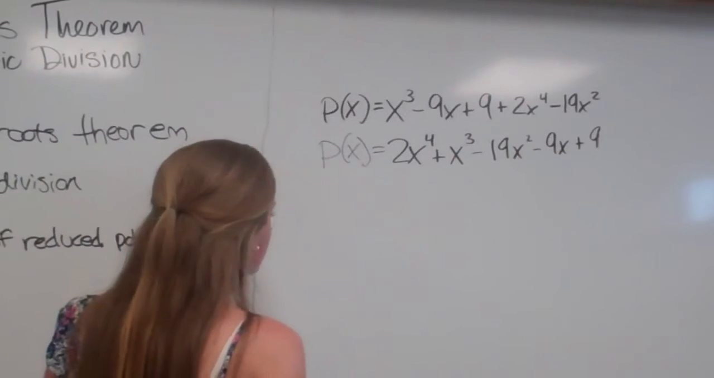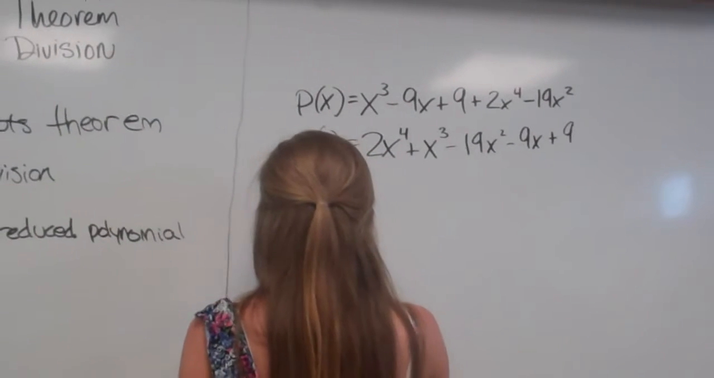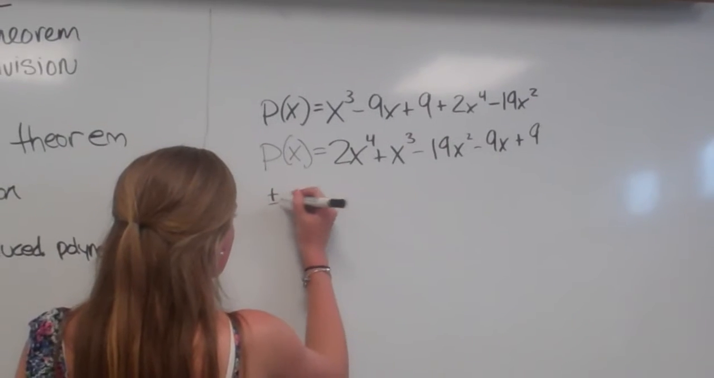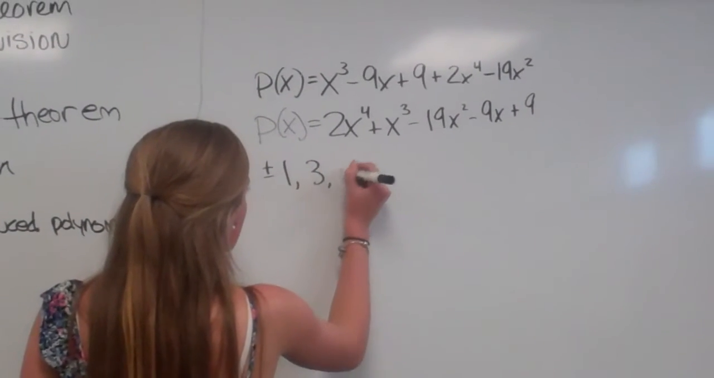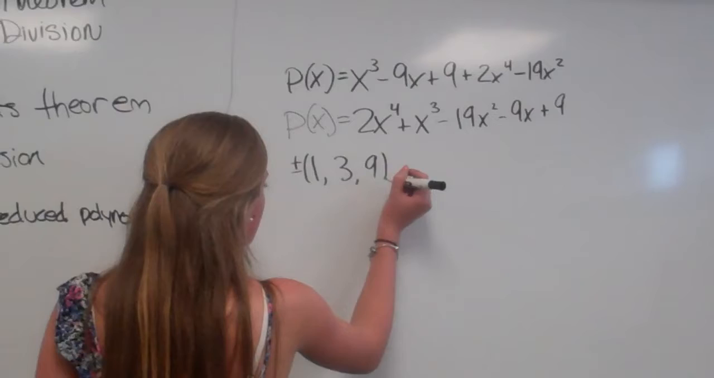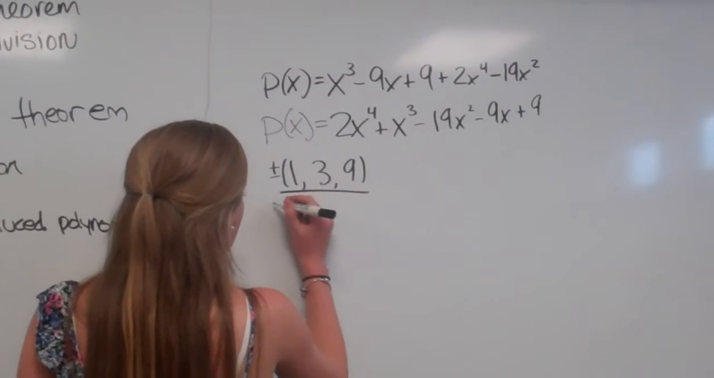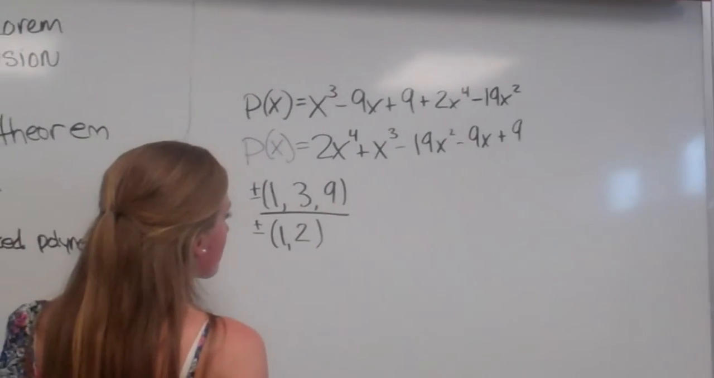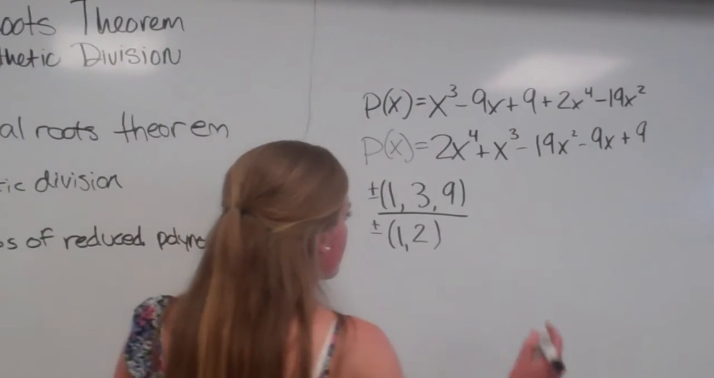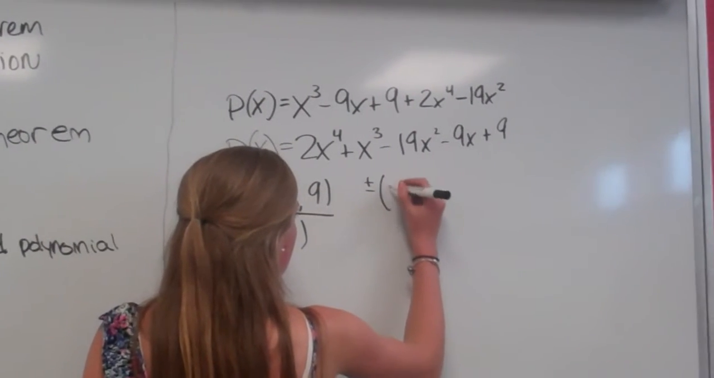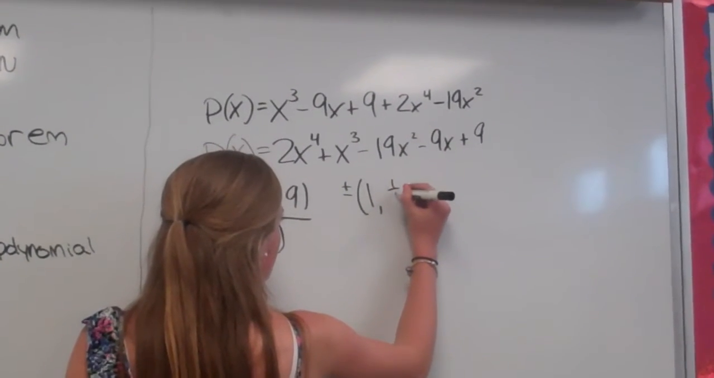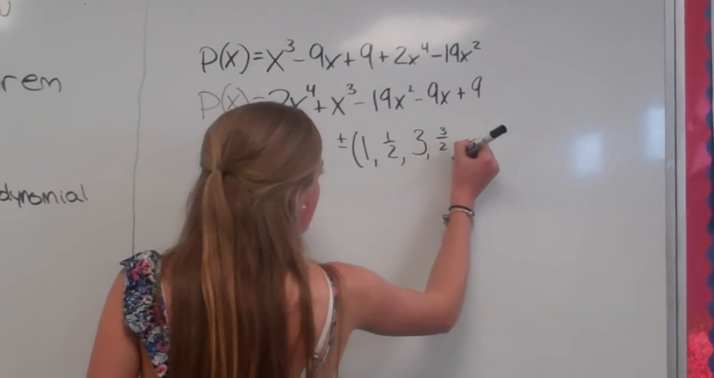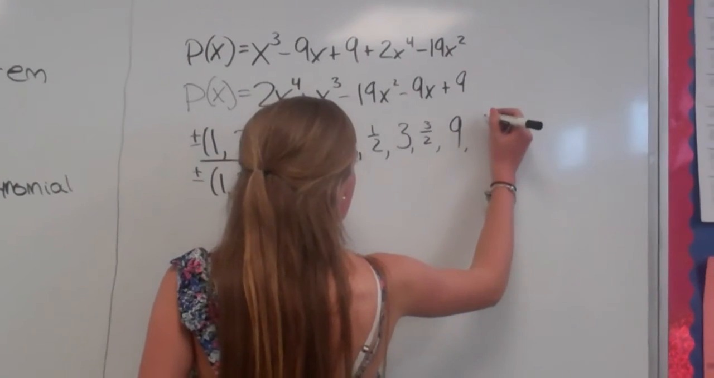You'll then use your p over q, and your factors of p are positive, negative, 1, 3, and 9. And your factors of q are positive, negative, 1, and 2. So your potential zeros are positive, negative, 1, 1/2, 3, 3/2, 9, and 9/2.